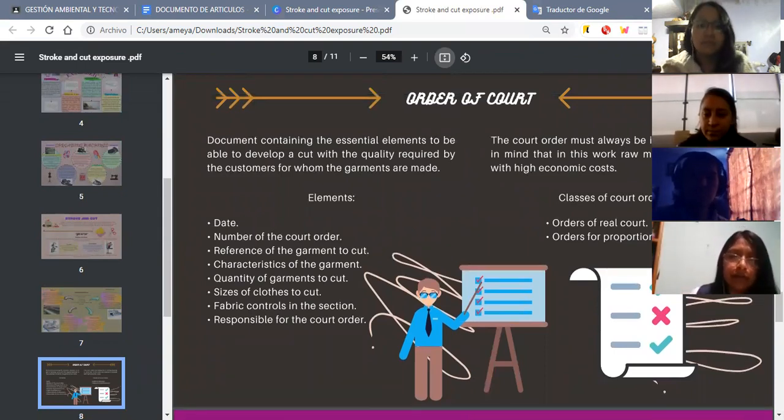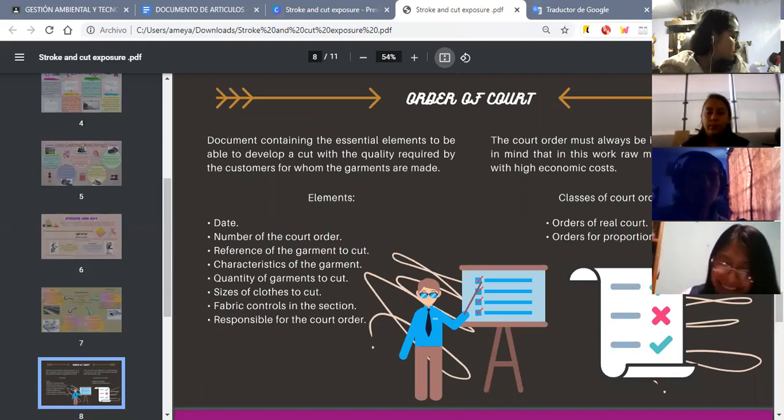A cutting order is a document containing the essential elements. These elements are: date, number of the cutting order, reference of the garment to cut, characteristics of the garment, quantity of garment to cut, size of clothes to cut, fabric control in the section, and the person responsible for the cutting order.